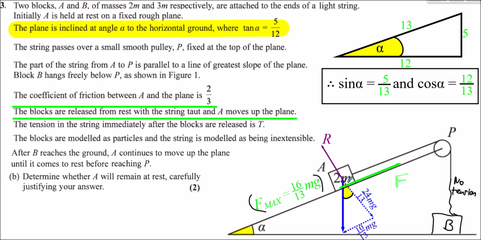So A will remain at rest. It's not going to slip down the slope because F will assume the value of 10/13 mg. So essentially A will remain at rest. And all we need to say here essentially, because the limiting friction, F max, which is 16/13 mg, that's greater than the component of the weight going down the slope. So the friction is able to resist the force.